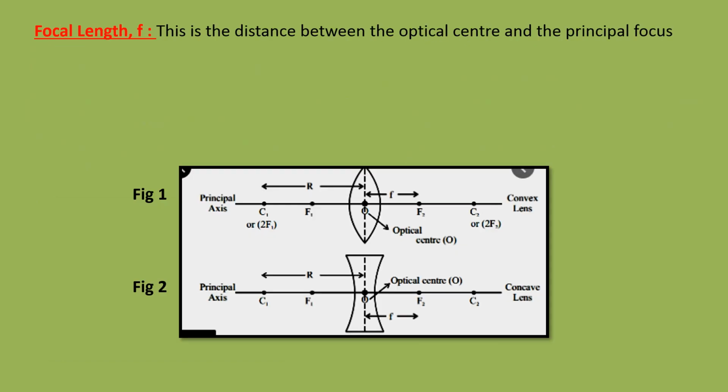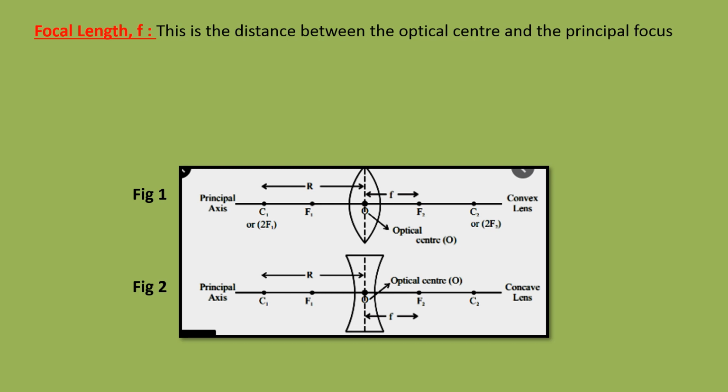Focal length. This is the distance between the optical center and the principal focus. In figure number 1, the distance between the points O and F2 represents the focal length of this convex lens. The distance between O and F1 also represents the focal length of this convex lens.